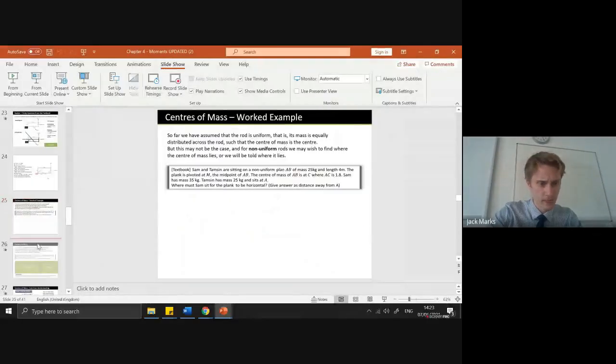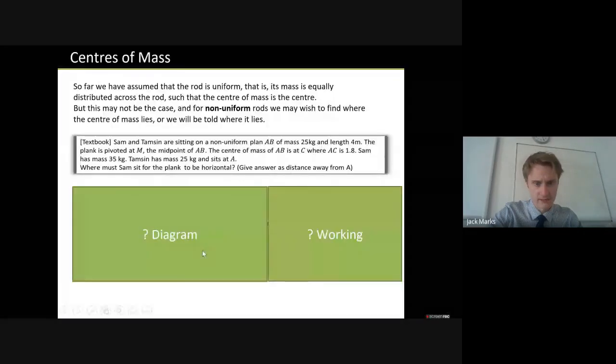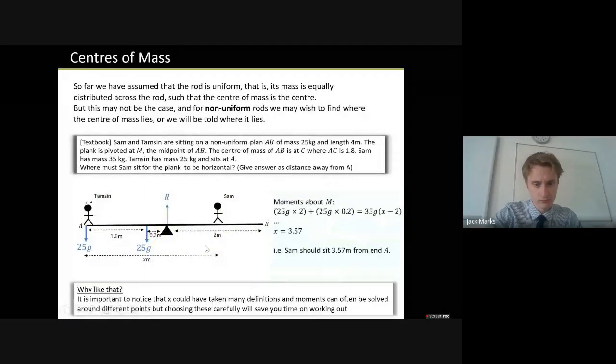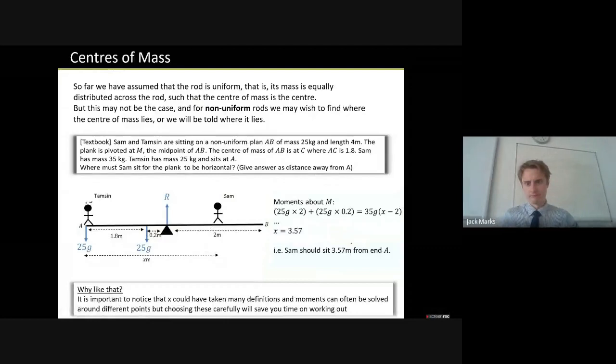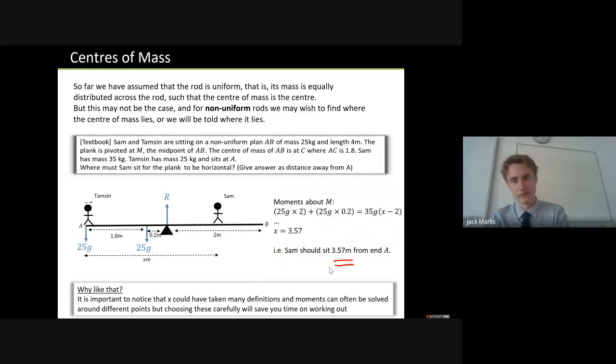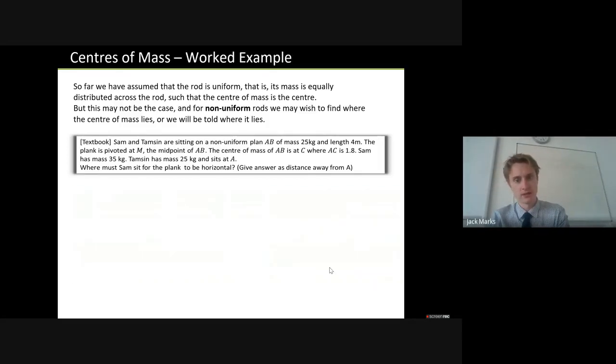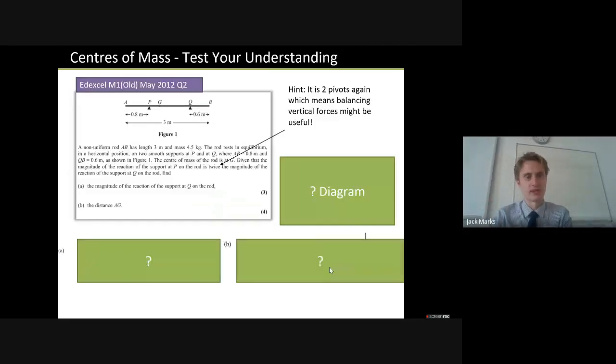So let's take a look and see what they did. So they've done moments about m. Okay, I wouldn't do it that way. You should still get the same answer as 3.57. You should get 3.57 if you have a go at it, as we talked about on the slide before.